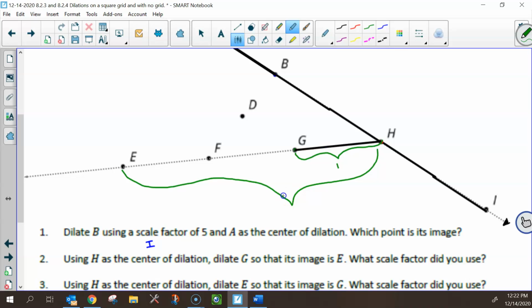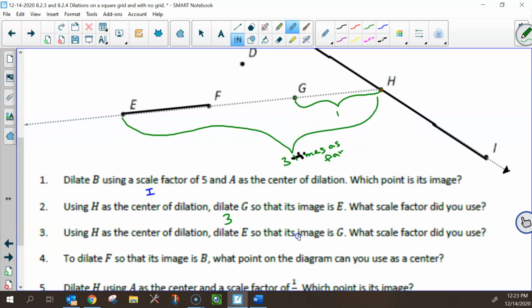So I need to figure out exactly how much further away. And that's when I use my little measuring. We see that it's 1, 2, 3 times away. 3 times as far as G is, which means the scale factor is 3.